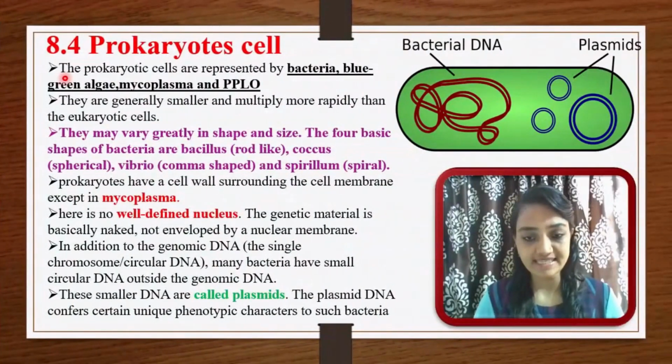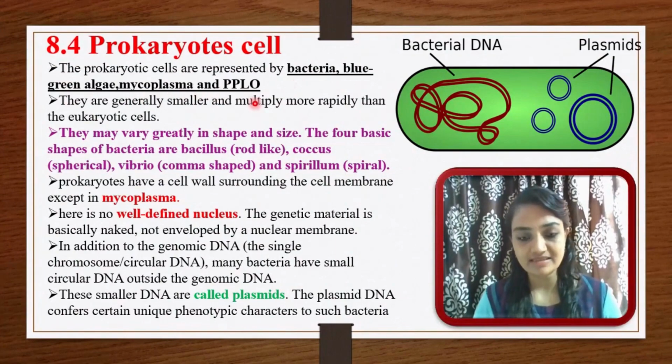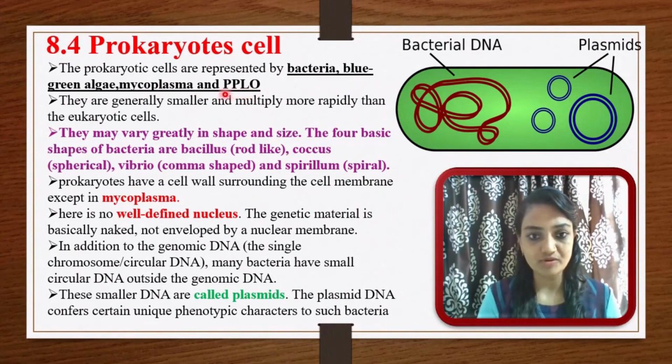In the prokaryotic cells, bacteria, blue-green algae, mycoplasma and PPLO are included. PPLO means pleuropneumonia-like organism. So all these groups of organisms are included in prokaryotic cells: bacteria, blue-green algae, mycoplasma and PPLO.